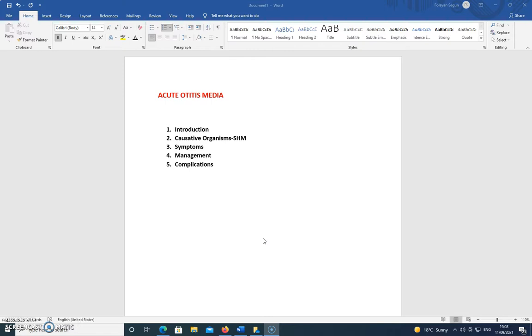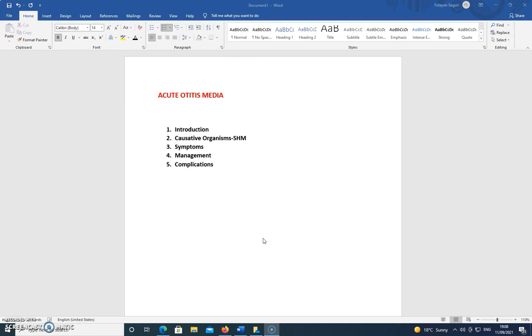Now, acute otitis media can simply be defined as an inflammation of the middle ear. It is extremely common in children, with around half of the children having 3 or more episodes by the age of 3 years.